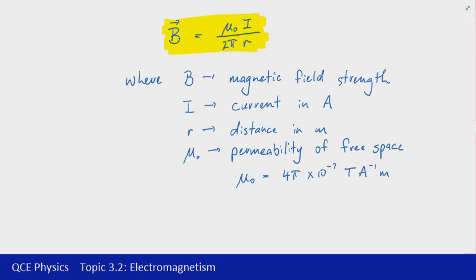So that basically means that if we go through and do that calculation per amp, the meters will cancel with the current and the distance, and we'll be left with Teslas. Now that value is given in the data booklet, so it's not one that you have to memorize. It's just one that you need to be able to substitute into that equation and another subsequent equation that we'll have a look at in the next video.